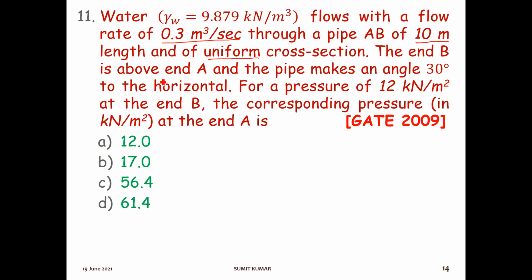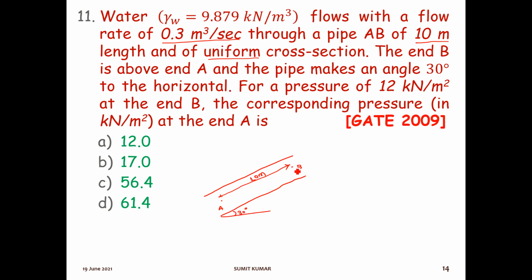The end B is above end A and the pipe makes an angle 30 degree to the horizontal. It means the pipe will be like this only. This is the pipe and the end B is above, so we can take this as B and this as A. And this length is what? Length is 10 meter as given in the question, and this pipe is making angle 30 degree.